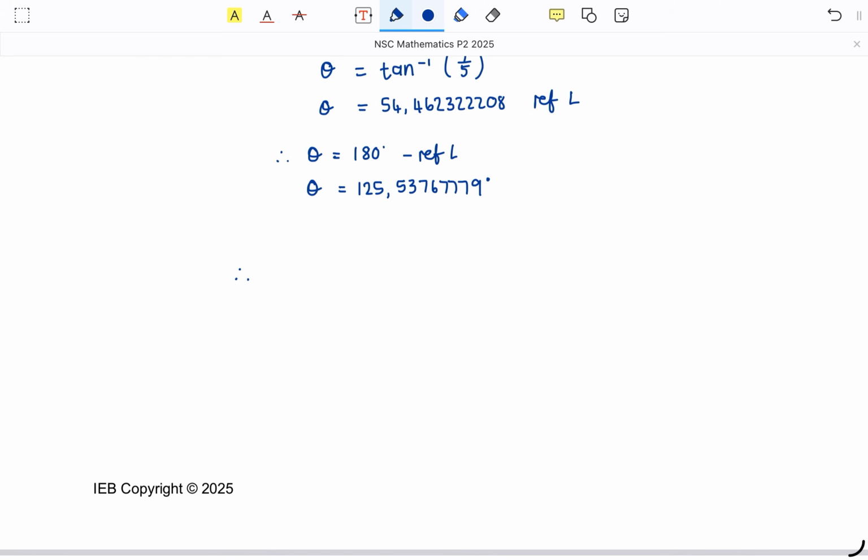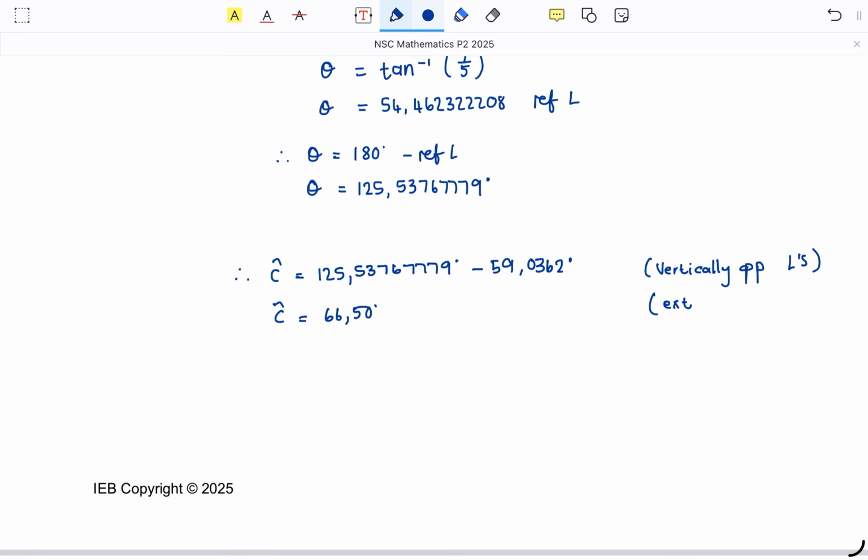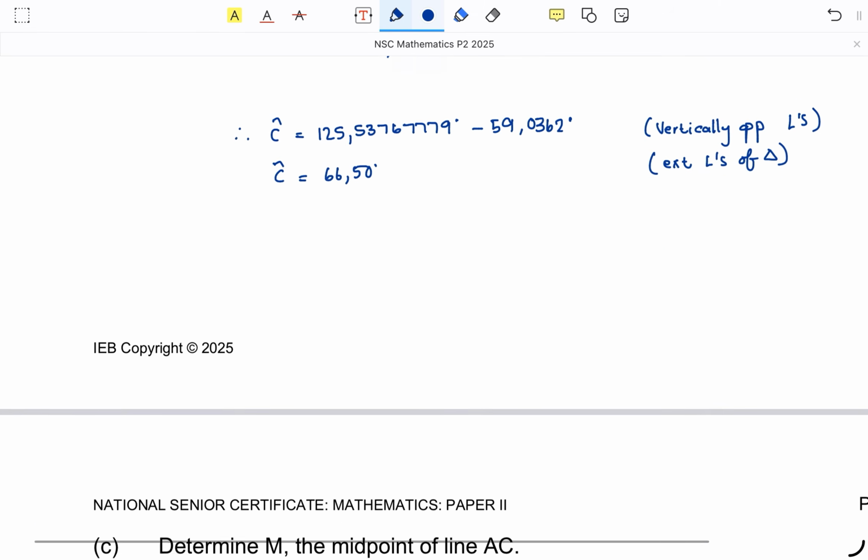So I'm just going to say, therefore, angle C would be theta's value minus that given value, and this will give me angle C rounded off to 2 decimal places. And then I've used two reasons here. I've used that they are vertically opposite angles first, and then I used exterior angles of a triangle. And there we've got angle C.